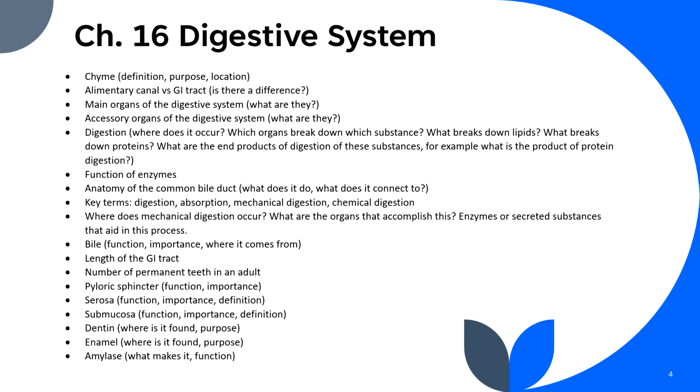Bile, function, importance, and where it comes from. So we can see this on page 373. Liver cells secrete a substance known as bile into ducts, which is why the liver is classified as an exocrine gland. It is the largest gland in the body. Bile contains a mixture of substances. Some of these have direct digestive functions.